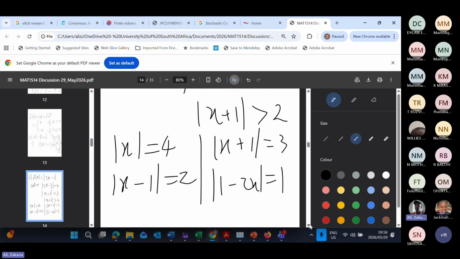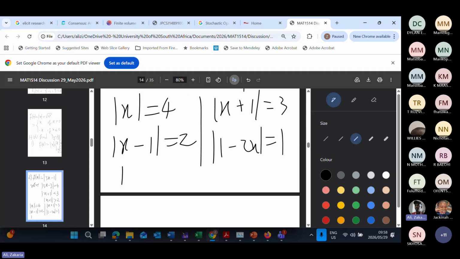And the last one, which is slightly different, is absolute value of x minus 2 equal to absolute value of x plus 3. You need to solve for x, so that at least you can obtain the correct answer.